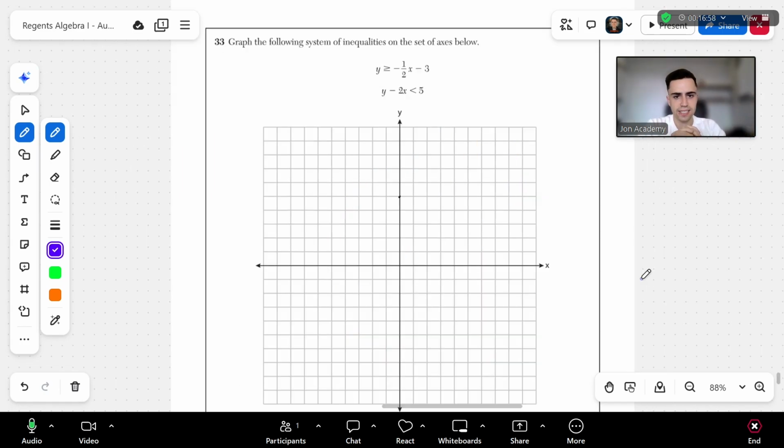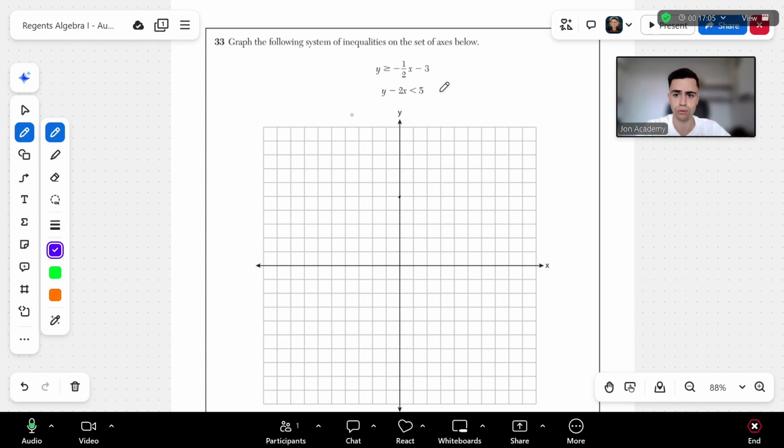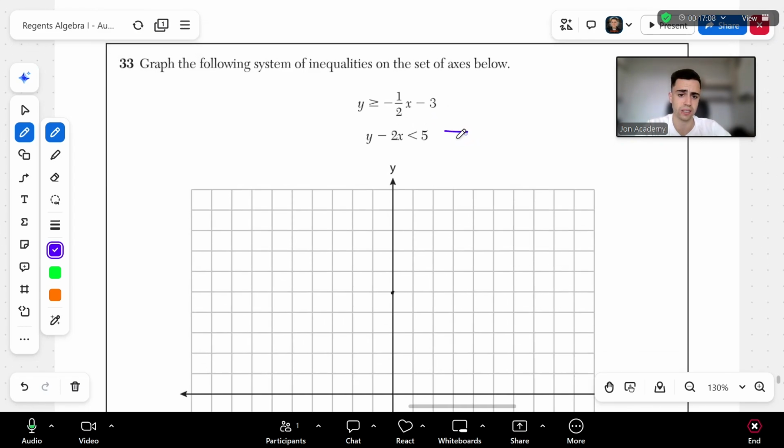Let's do this last exercise. This one could be done also with the calculator the same way around, entering both functions, which in this case are linear functions. But we can do it without it. We're going to see it also here. So first we need to add 2x on both sides, displace that. So we're going to get y smaller than 5 plus 2x.